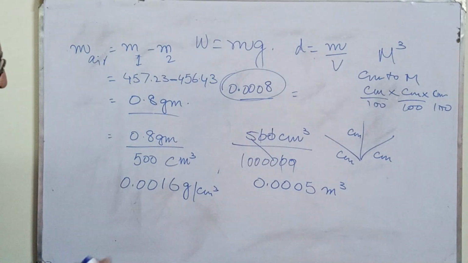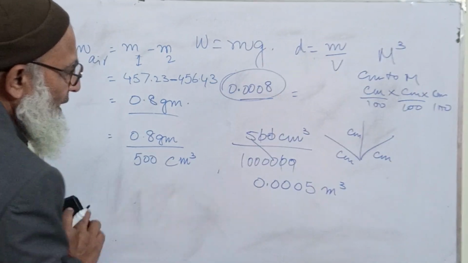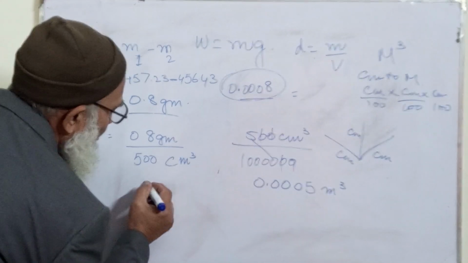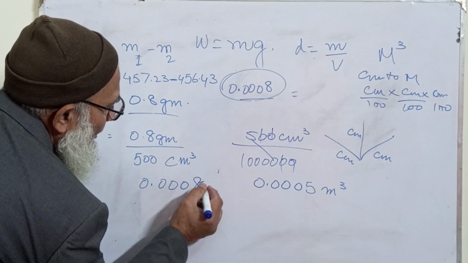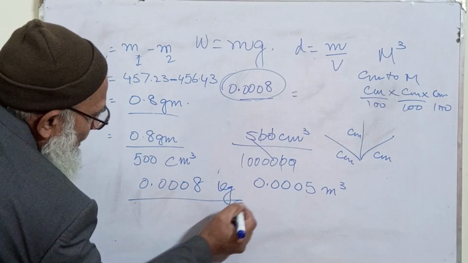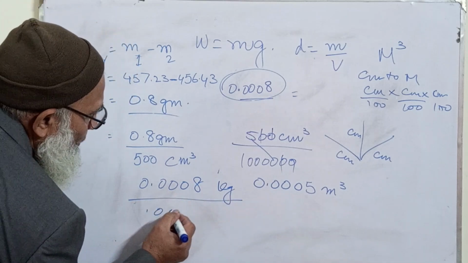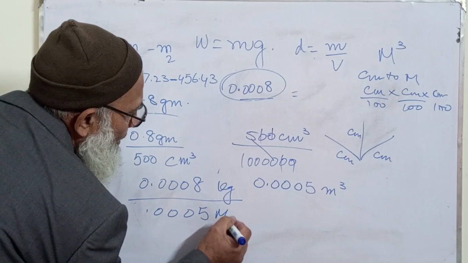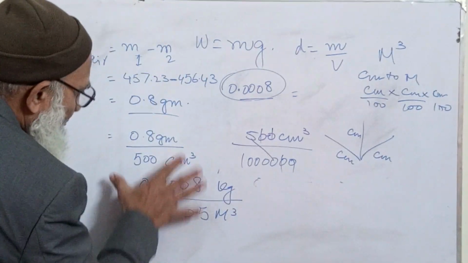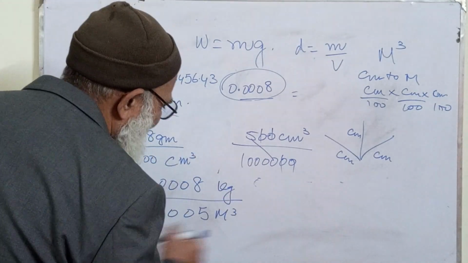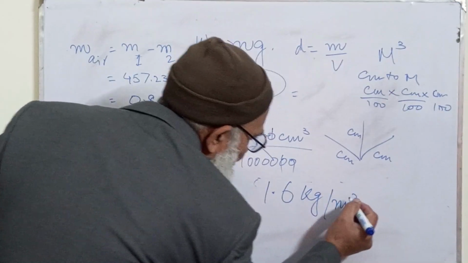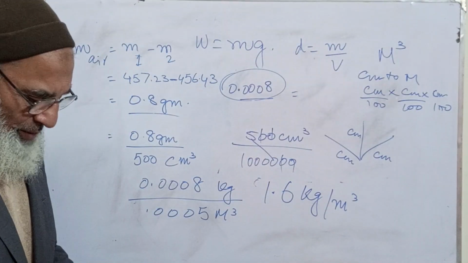Okay. Now let us manipulate. Now this was the grams, 0.0008 kilograms, divided by 0.0005 meters cube. Now my dear students, this fraction will become 1.6 kilograms per meter cube.